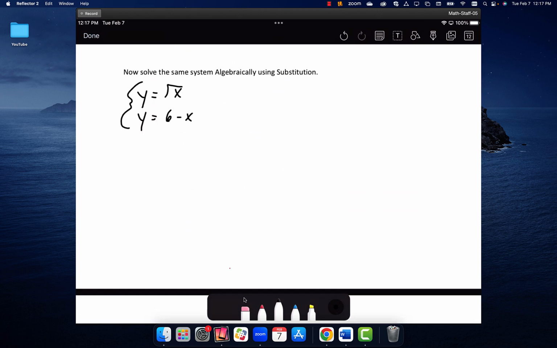Now we're going to do the same thing using algebra and substitution. Remember, when we substitute, we're going to take one of the equations and substitute it into the other. So I'm going to replace the y in the second equation with the square root of x. So we have the square root of x equals 6 minus x. And now we just need to solve this. To solve this, we need to first square both sides.